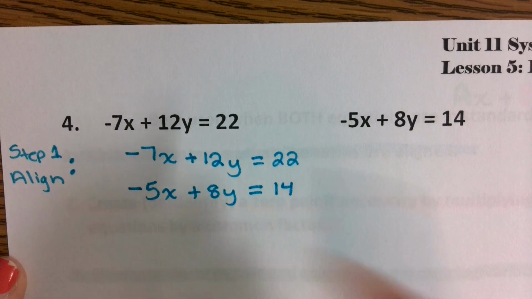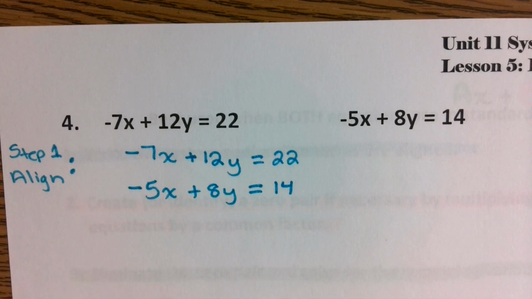So I don't have a zero pair here. That means I have to create a zero pair. And that means that I get to decide which variable I want to eliminate, whether I want to eliminate the x's or if I want to eliminate the y's. It doesn't matter which one. For me, I'm going to go ahead and choose to eliminate the y's. I'm going to solve for x first.